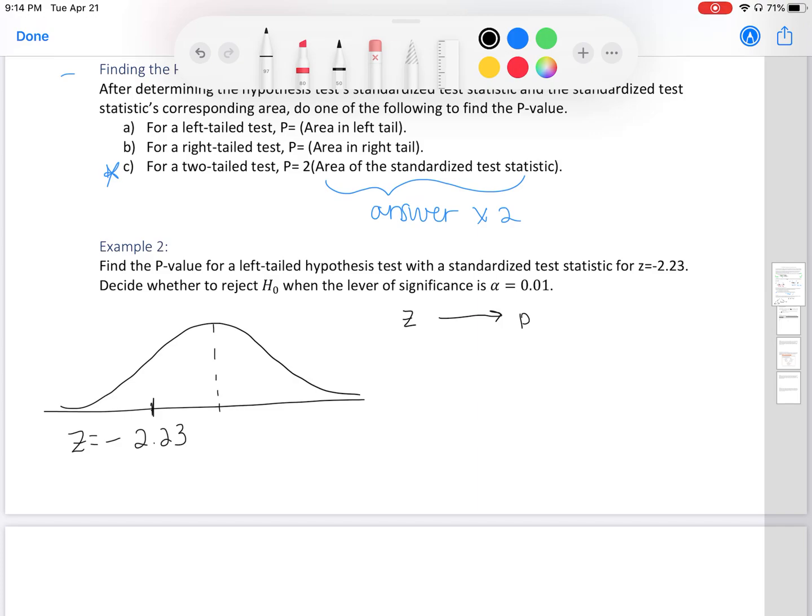So we use second, then DISTR. Press second and then DISTR, and then you're going to choose normalcdf.